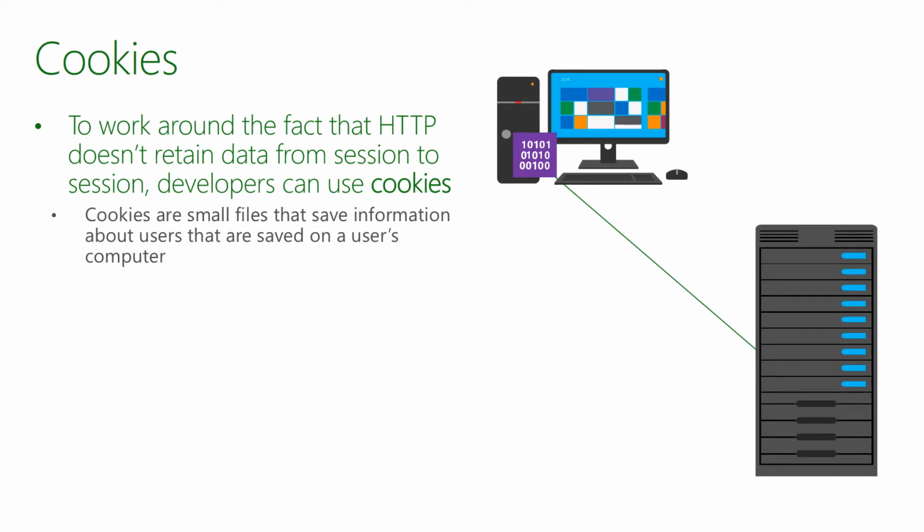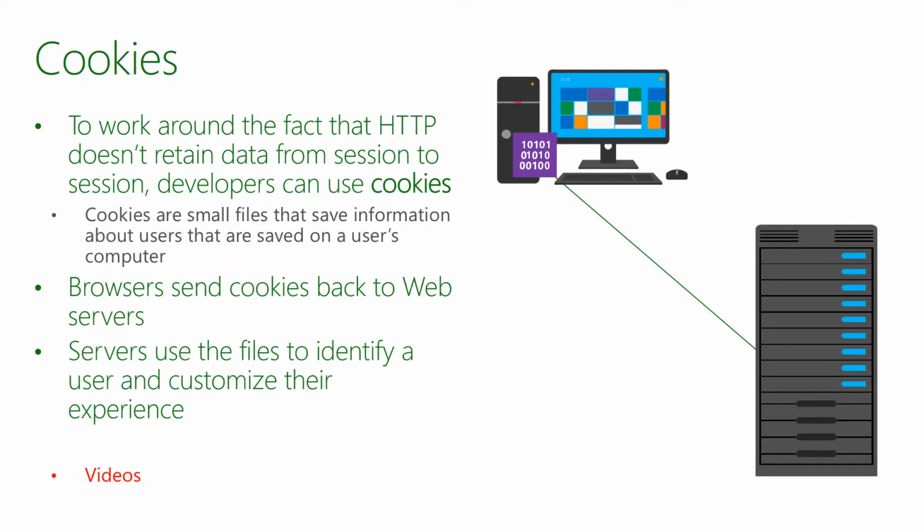Let's have a look at cookies. In order to work around the fact that HTTP is a stateless protocol and therefore doesn't retain data from one session to the next, developers can use cookies. Cookies are small files that save information about users and are saved on the user's computer. The browser will send cookies back to the web servers, and then the servers use these cookies to identify a user and customize their experience. You can see the cookie as a sort of ID card, which is used to identify the user on the server. A significant amount of information or data about the user could be held on servers.